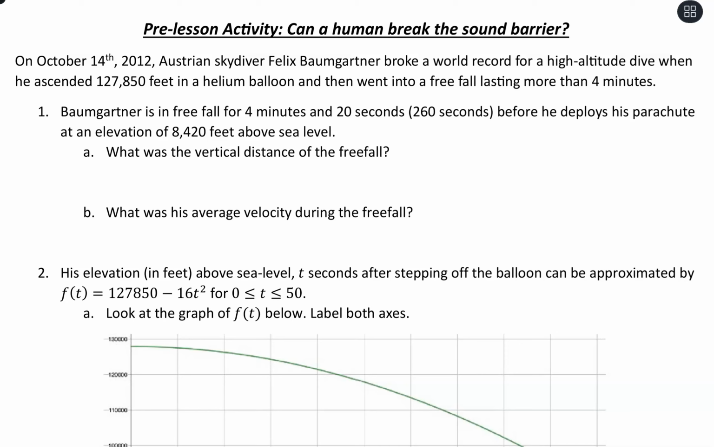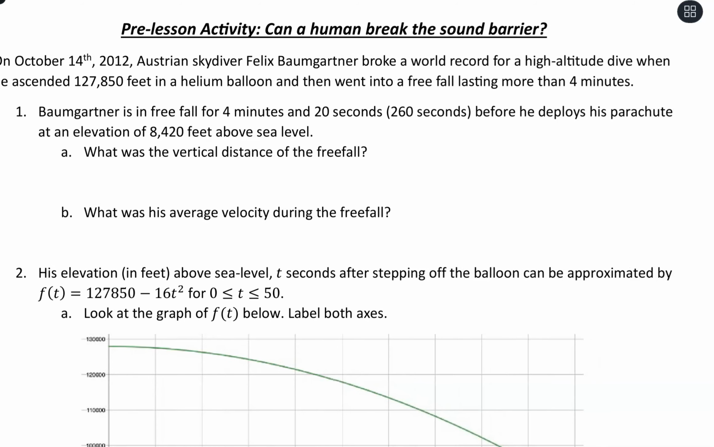So before we get into lessons about derivatives, let's talk about this idea of instantaneous rate of change some more. And we're going to look at this in context with this Austrian skydiver, Felix Baumgartner. So in October 2012, he broke the world record for high altitude dive when he ascended 127,850 feet in a helium balloon and then went into a free fall lasting more than 4 minutes.